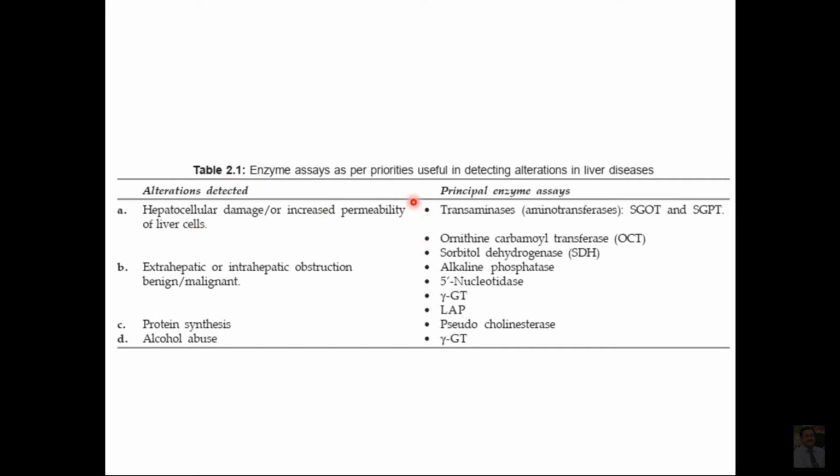All three enzymes are responsible, and based on the activity of these enzymes we can come to the conclusion whether the hepatocytes are damaged or increased permeability of the liver has happened. So the next category, B, is extrahepatic or intrahepatic obstruction. Extrahepatic means outside of the liver. Intrahepatic means within the liver. Obstruction means blocking. So extrahepatic means next to the liver.